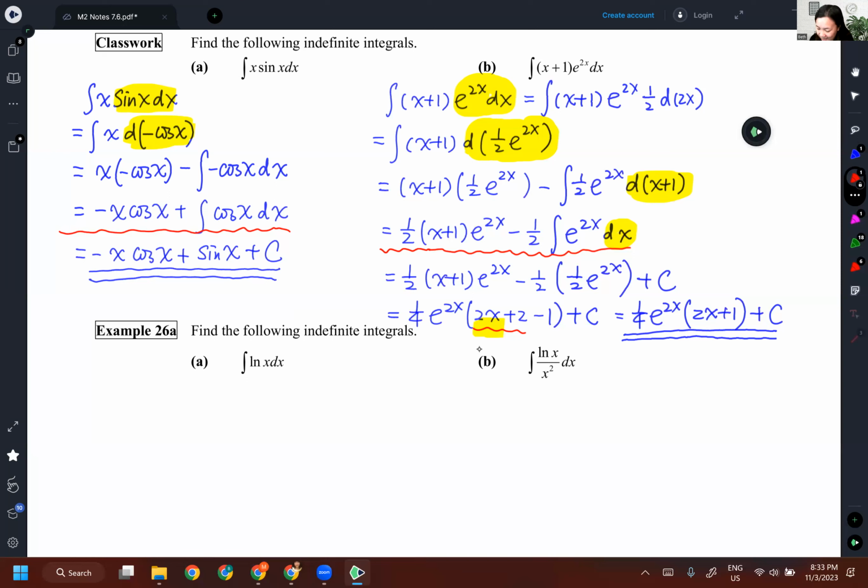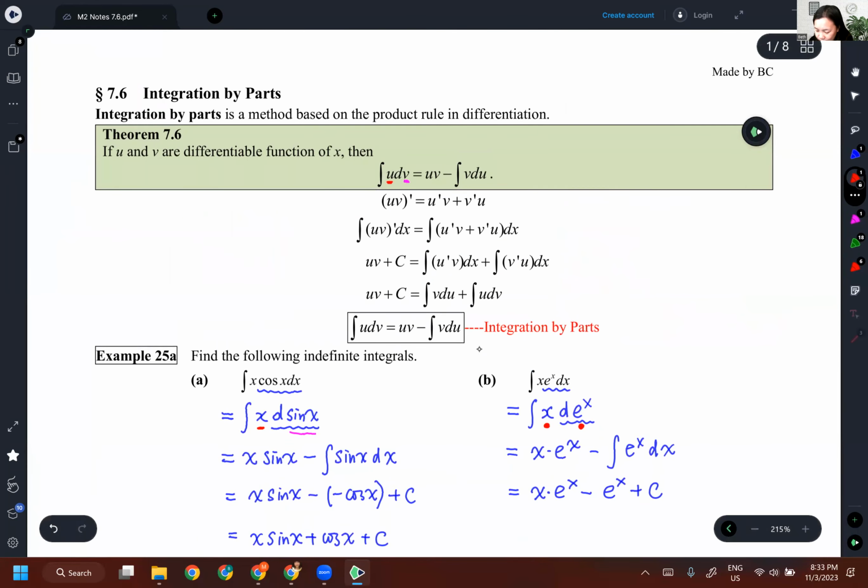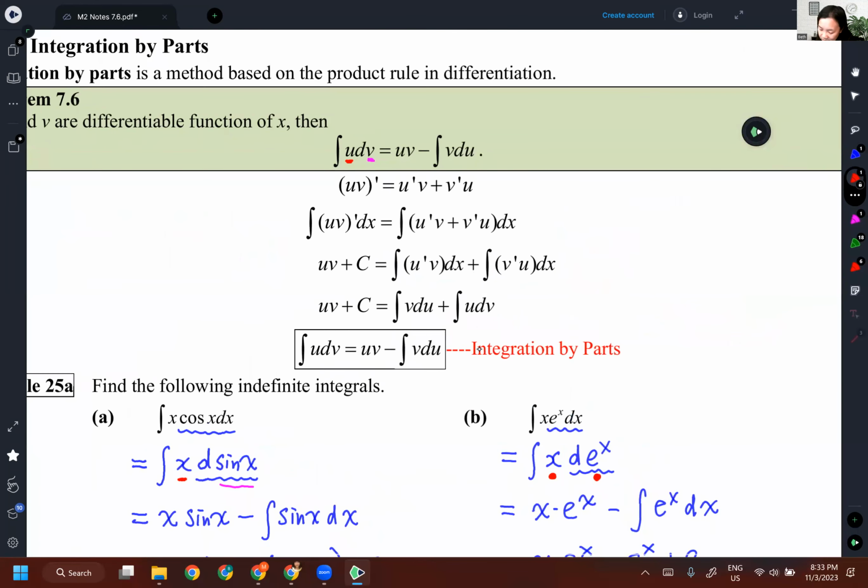Now, I think we're a little bit ready, not entirely, to look at the formula itself. And you need to see where it comes from. This formula comes from differentiation. This is the product rule. Do you see? For the product rule, if you integrate on both sides, that's what you do. You integrate on both sides.